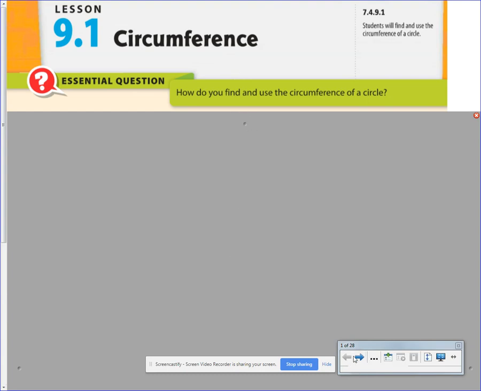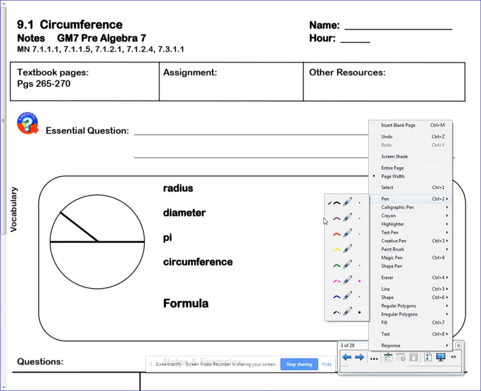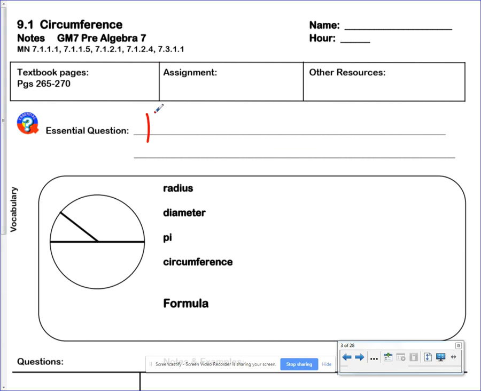All right. So in your notes, let's start here. And I want you to put this as your essential question. How do I find and use circumference of a circle?